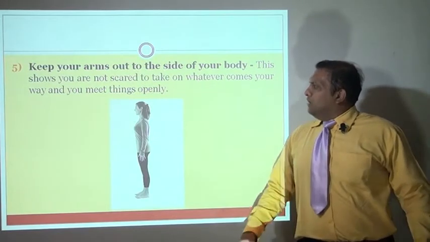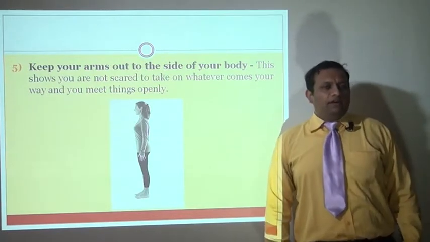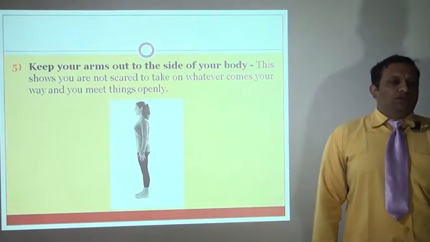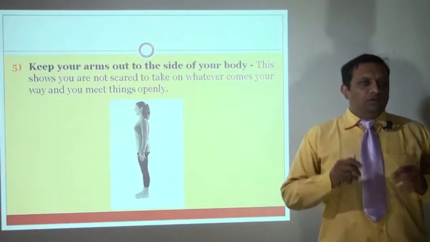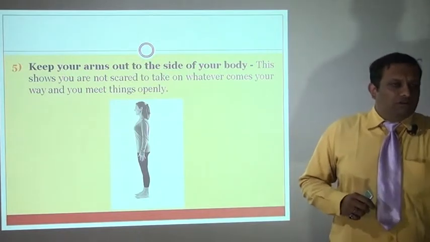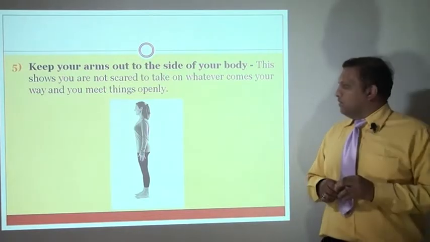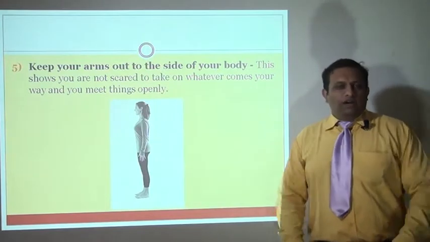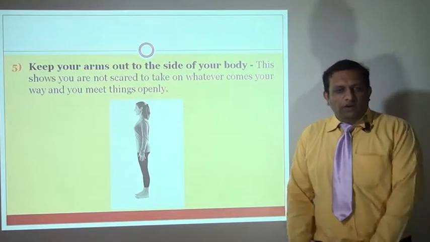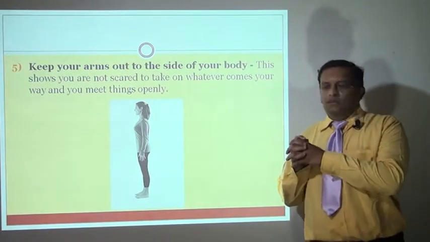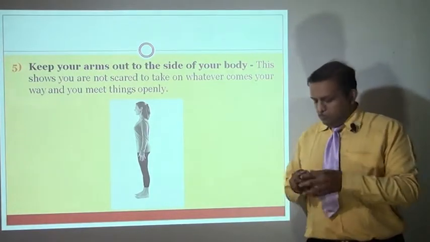Keep your arms out to the side of the body. As I said earlier, keeping your arms to the side is a good position, with a little distance between your legs, a little lean, and good eye contact for positive body language. Keeping your arms anywhere else, forward, backward, or even this way, can be a sign of anxiety or nervousness.